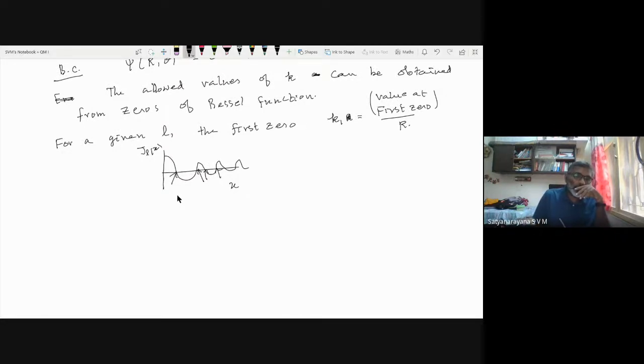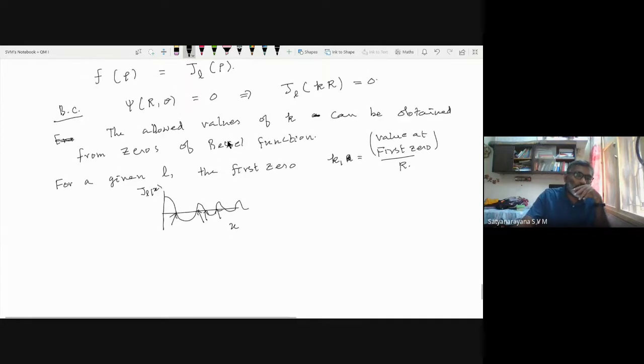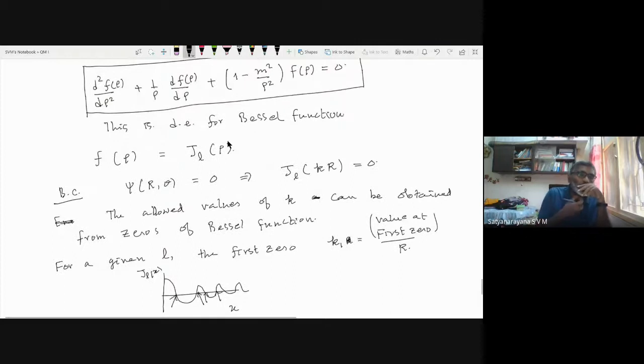This is how you get the energy eigenvalues, and these zeros of the Bessel function can be obtained from mathematics tables. So when you practically require the values of these energies, you can get them from there.